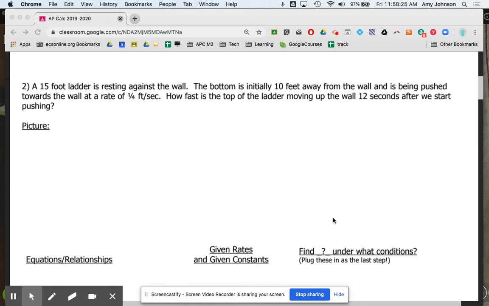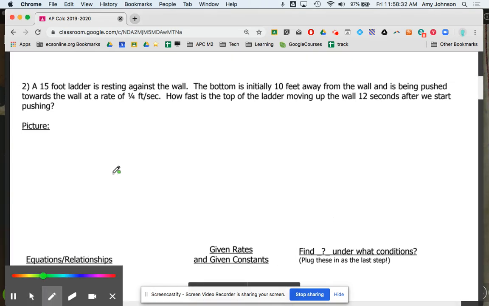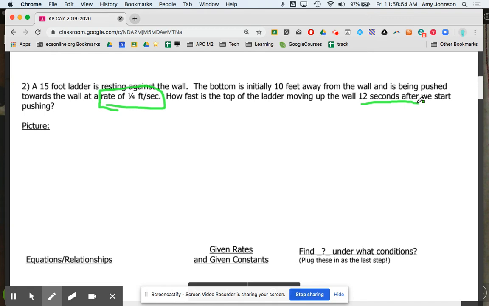Okay, question number 2. We have a 15-foot ladder that is resting against a wall. The bottom is initially 10 feet away from the wall, and it's being pushed toward the wall. And here's our first rate, at a rate of 1/4 foot per second. How fast is the top of the ladder moving up the wall 12 seconds after we start?